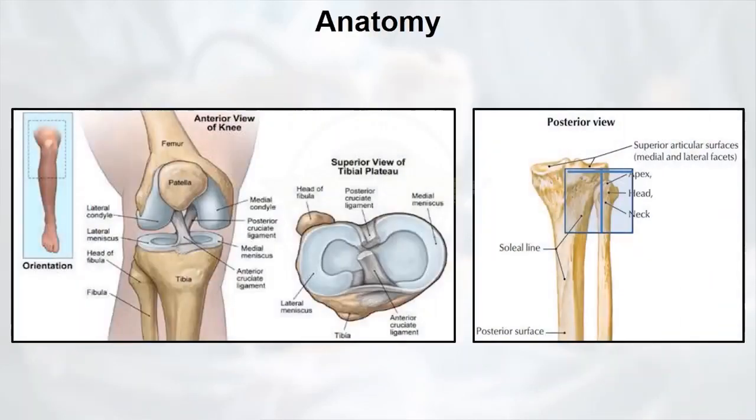So this is the broader anatomy of the knee joint, which is showing in the AP view the tibial condyles as well as the femoral condyles, the ACL, and the patella. In the superior view, the menisci are visible, the medial condyle and the lateral tibial condyle, and the posterior view is showing the attachment of the fibula to the tibia, the articular surface, as well as the soleal line and the posterolateral surface.